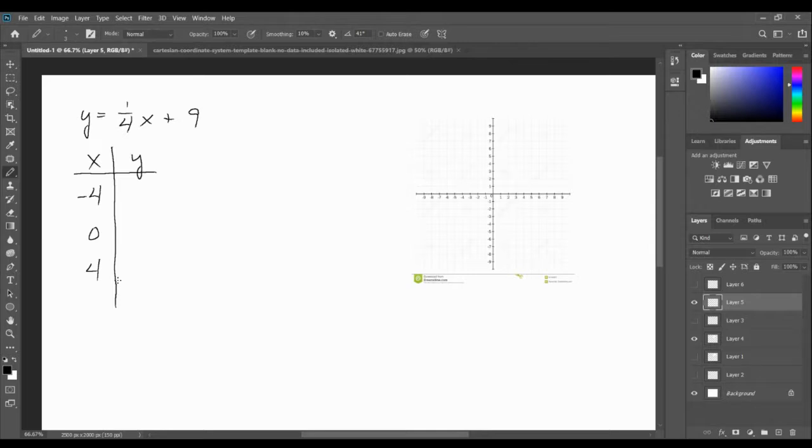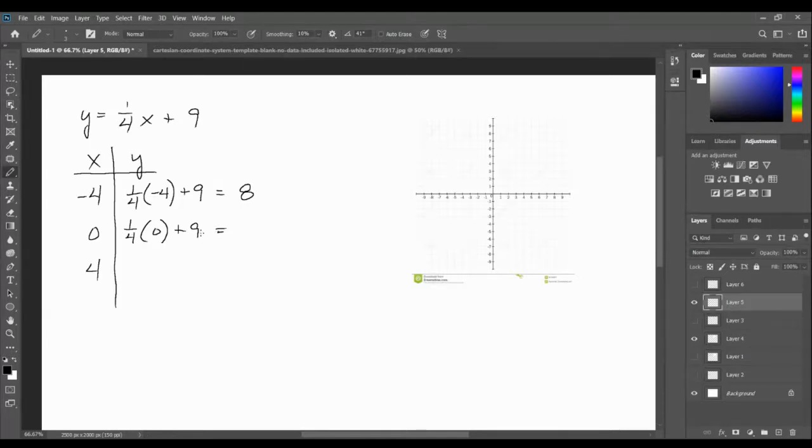So no matter what the function is, we could pick x values, plug those in, and see what we get for the y value. So I'm going to plug -4 in for x and see what I get. So I've got 1/4 times -4 plus 9. So 1/4 of -4, if I multiply those two together, I get -1 plus 9 is 8. If I plug in 0, 1/4 times 0 plus 9.